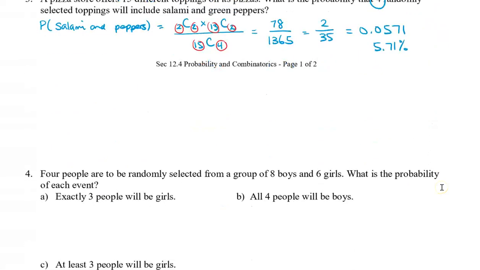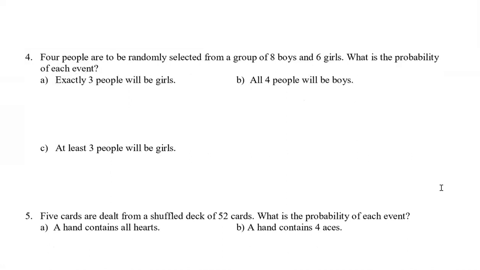All right, let's take a look at one more type of example. 4 people are to be randomly selected from a group of 8 boys and 6 girls. Now remember, all of these people are different. What is the probability of each event? Exactly 3 people will be girls. All right, now order again doesn't matter. It doesn't say that we need them in any special order. So exactly 3 girls.